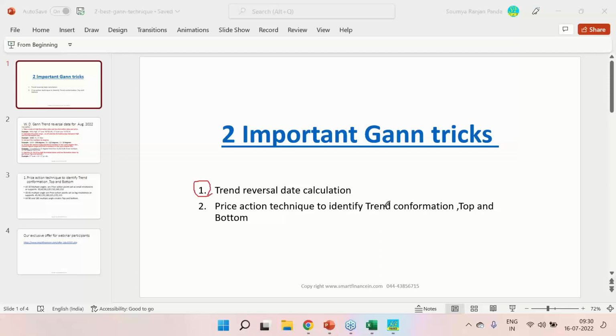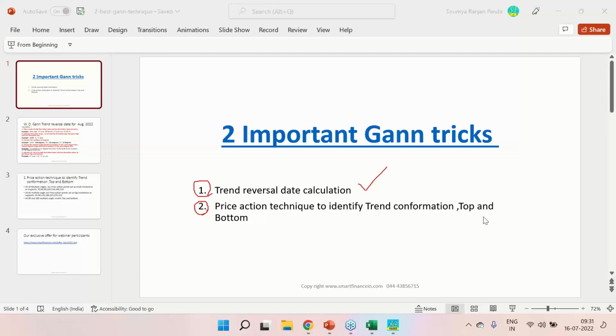So two very important things we will be learning in Gann. One is trend reversal date calculations. Two is the price action technique to identify trend confirmations, tops, bottoms, everything. They're very simple methods. Why trend reversal date calculation? This is a single day phenomenon. However, this trend reversal calculation is available only in Gann study. No other study has trend reversal calculations.